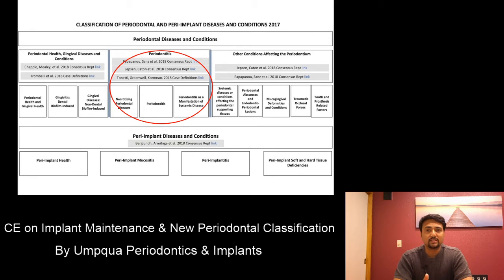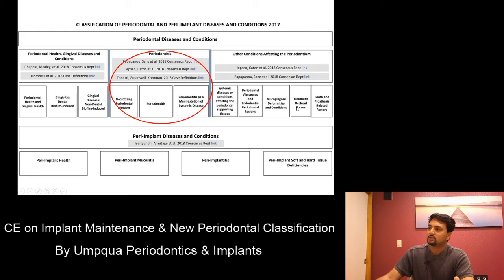Now I want to discuss and move on to the new classification of periodontal disease, and that's what we as hygienists and periodontists use daily for almost every patient. So you can see the main category of periodontal diseases and conditions is further subdivided into periodontal health, gingival diseases and conditions, periodontitis, and other conditions affecting the periodontium. There has not been much change other than the definition of periodontal health and gingival health under the first subcategory.